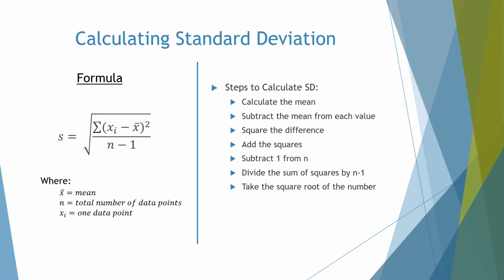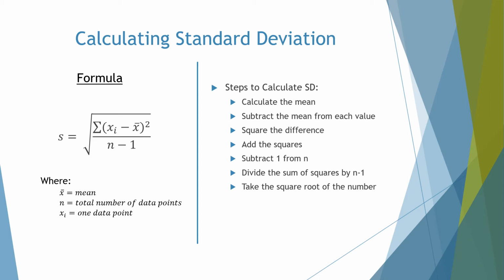The formula for standard deviation is this. So you have S equals the square root of the sum of a data point minus the mean squared over n minus 1. So in this equation, your x bar, which is the x with the little bar over it, represents the mean. Your n represents the total number of data points, and your x sub i represents one data point. And so you can substitute for that i in the x sub i. You could substitute x sub 1, that would be your first data point, or x sub 2, which would be your second data point, and so on.